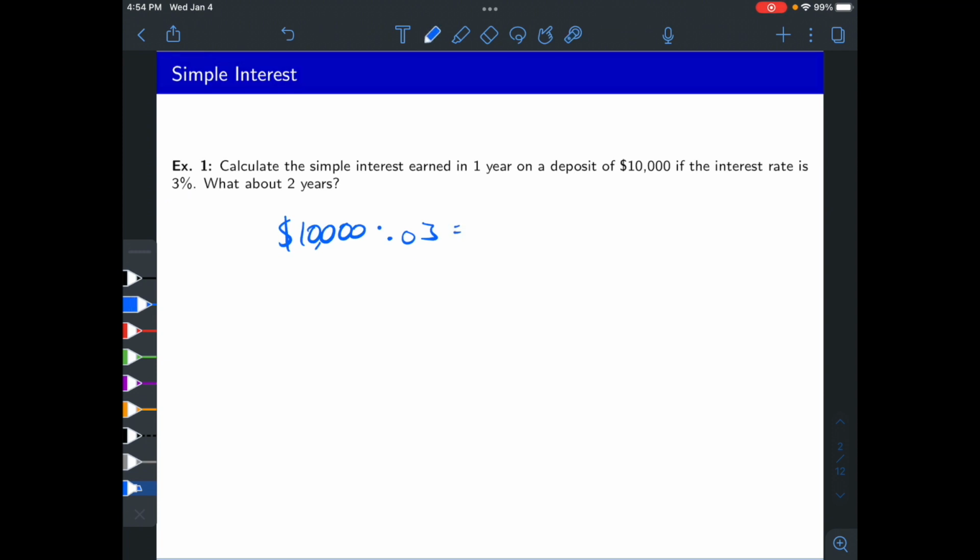So we have 4 zeros here, so we just move the decimal 4 places to the right. So this would give us $300. We're going to make $300 in that first year because we're just making 3% of that. And then if we were to do it in 2 years, all we have to do now is take this $300 and multiply it by 2. So in 2 years, we would make $600. In 3 years, we would make $900. In 4 years, $1,200. So on.